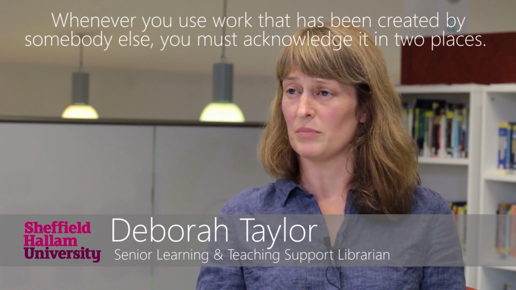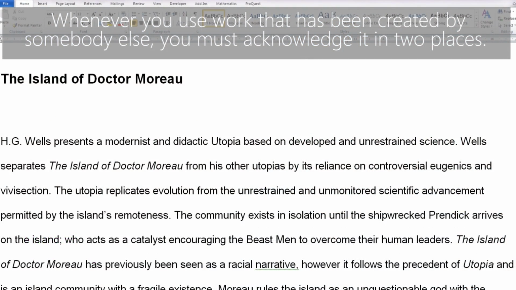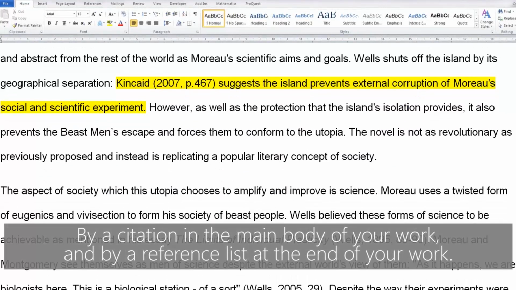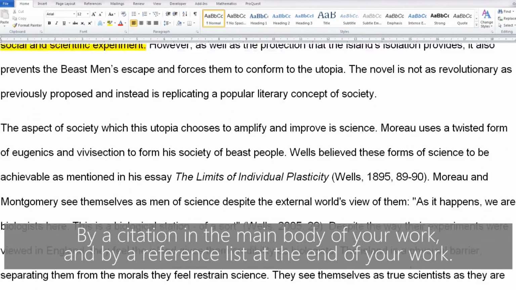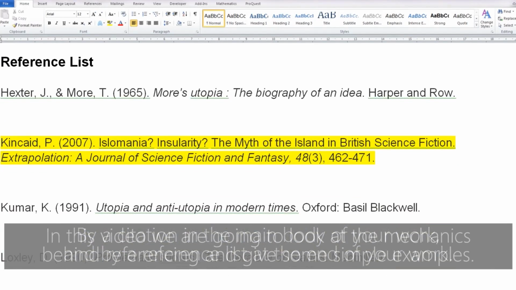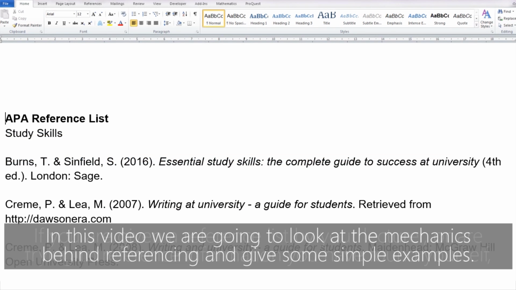Accurate and consistent referencing is essential in all academic work. Whenever you use work that's been created by somebody else, you must acknowledge it in two places: by a citation in the main body of your work and by a reference list at the end of your work. In this video, we're going to look at the mechanics behind referencing and give some simple examples.